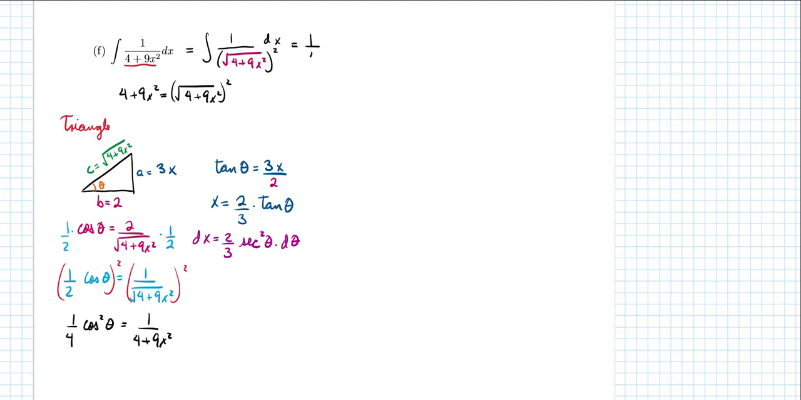I'll rewrite it here as 1/4 times the integral of cosine squared of theta times dx, which we got to be 2/3 times secant squared of theta d theta. Okay, now what can we simplify here? Well, I'm thinking that we can probably simplify the multiplication of 1/4 with the 2 on the numerator of the other fraction. So that's going to give us essentially a 1/2 times a 1/3. So that's going to be a 1/6 times the integral.